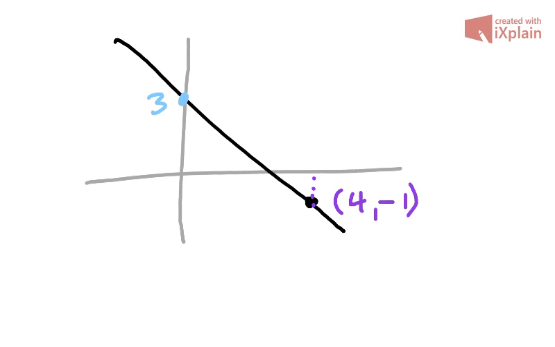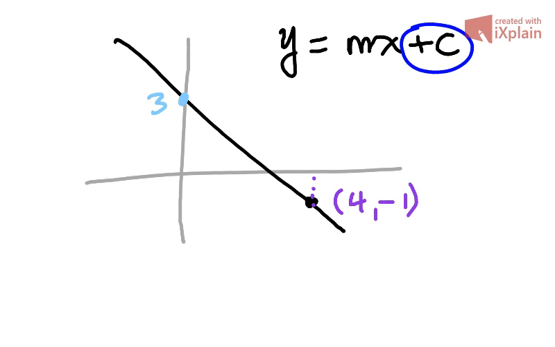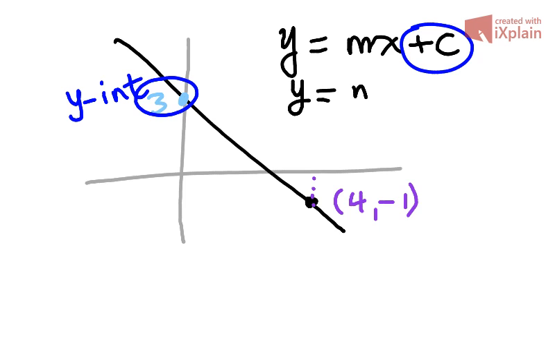So what would we know? It's a straight line, so y equals mx plus c. Always start with a c if you can. So the c or y-intercept in this case is that 3. Can rewrite the formula as mx plus 3.